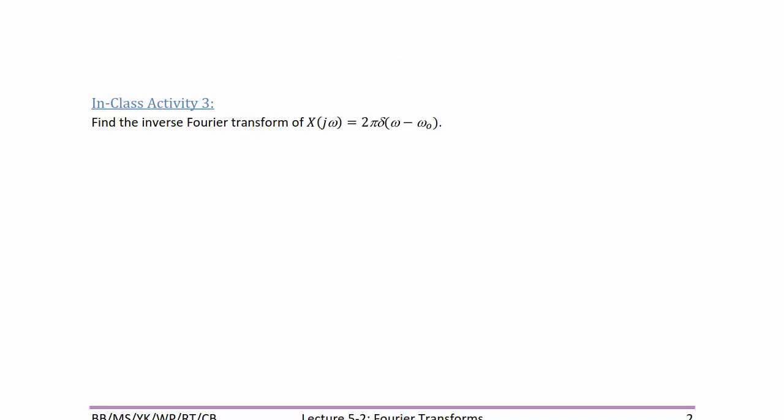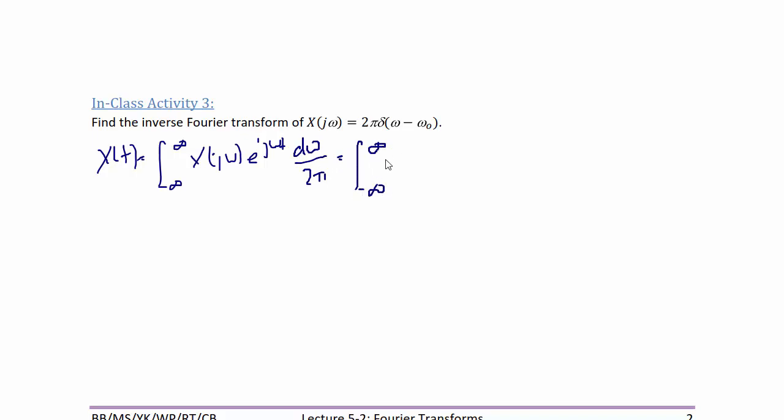In class activity 3, find the inverse Fourier transform of X of j omega equals 2 pi delta of omega minus omega naught. So x of t is equal to the integral from negative infinity to infinity of X of j omega e to the j omega t d omega over 2 pi, which equals the integral from negative infinity to infinity of 2 pi delta of omega minus omega naught e to the j omega t d omega over 2 pi.